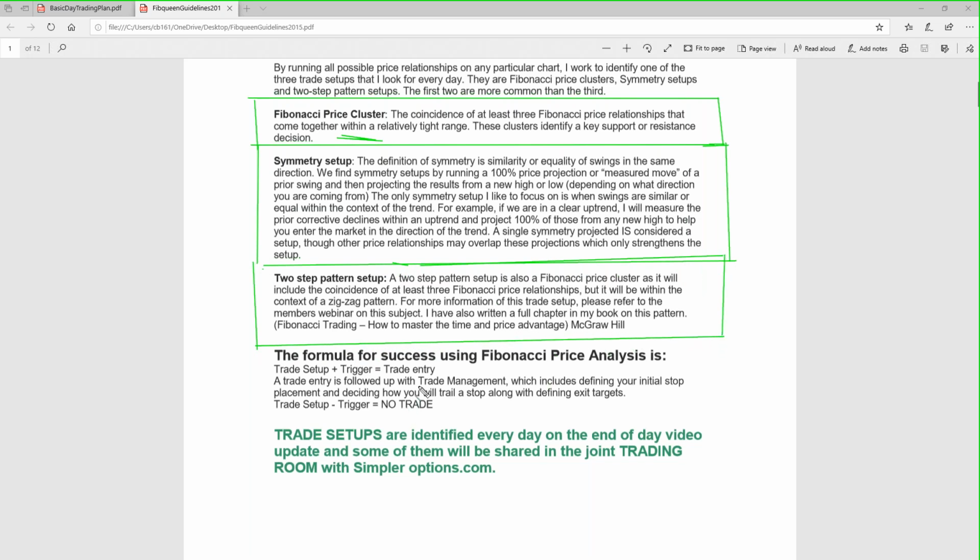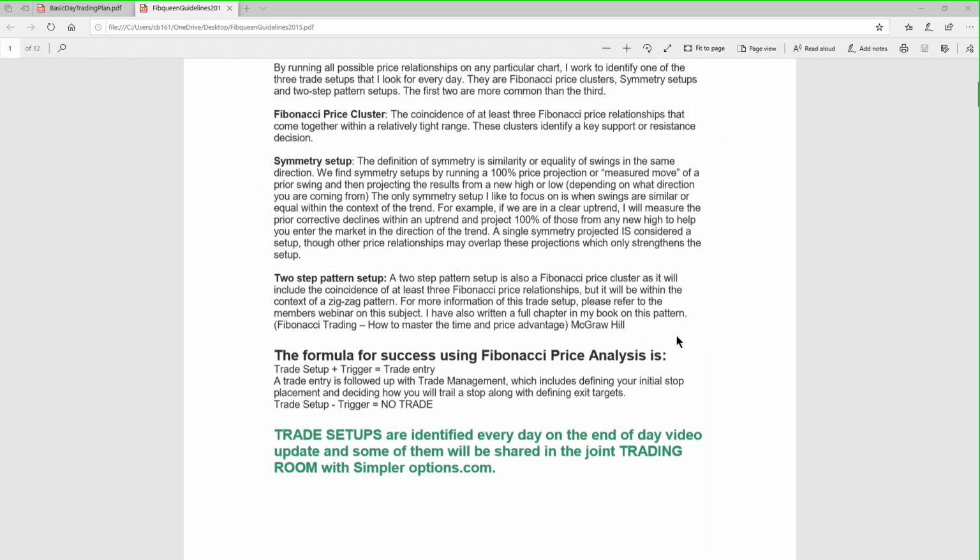So the symmetry setup would be the second type of setup, and then the third is still a Fibonacci price cluster, but there are very specific types of relationships that I want to see. I basically want to see symmetry and a 1272 or a 1618 that overlaps, and another retracement. Now that, I'll have to see if I have a video on that one, because it's a little more difficult to understand, but it's a zigzag pattern. But for me, I want the symmetry within that pattern. So if I have any one of those three setups, you can look for an entry against it, okay?